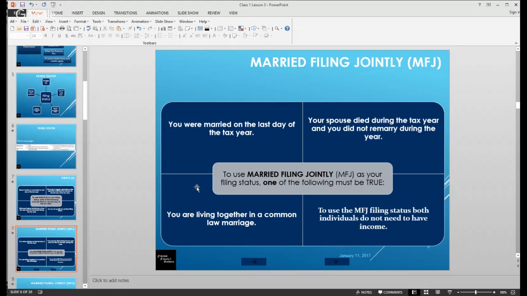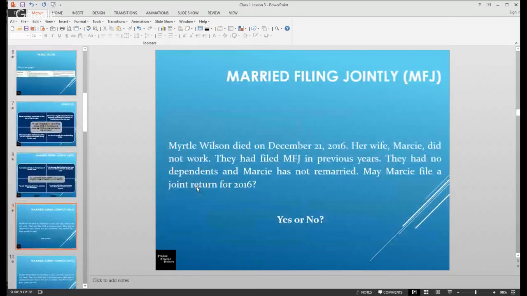In order to do that, both individuals do not need to have income. So if only one of you is the breadwinner and the other one stays home and takes care of the household, you would still file married filing jointly in that instance.